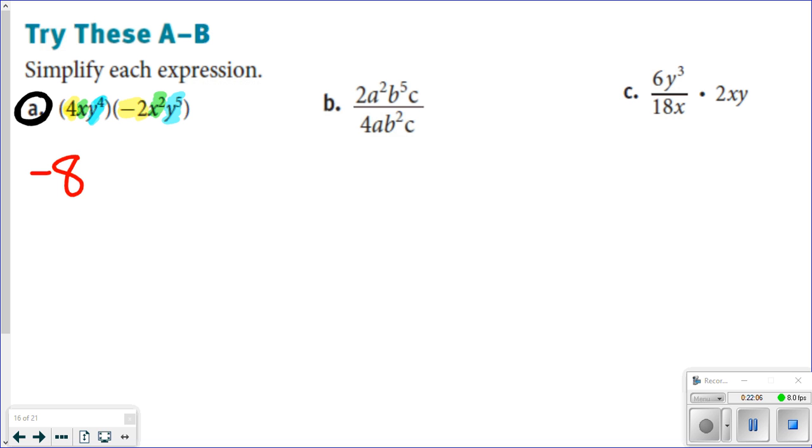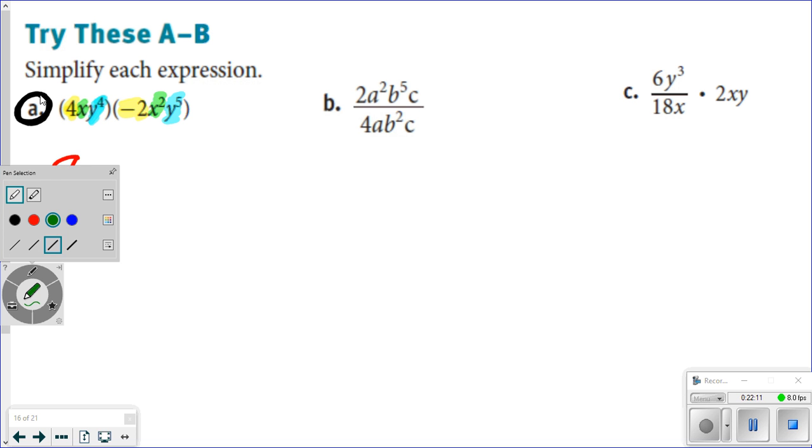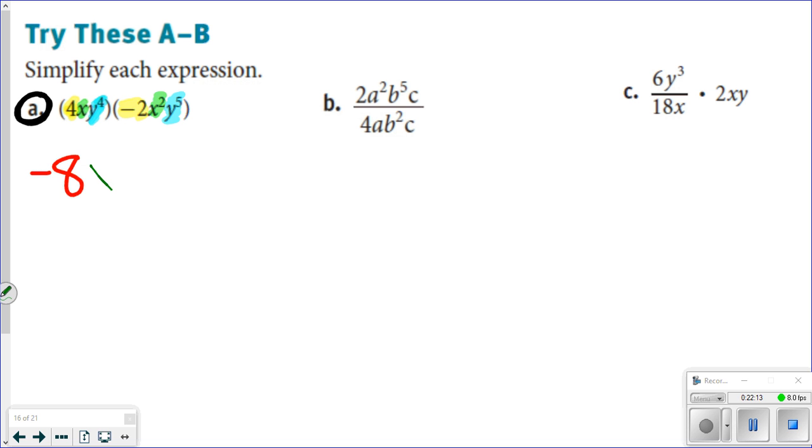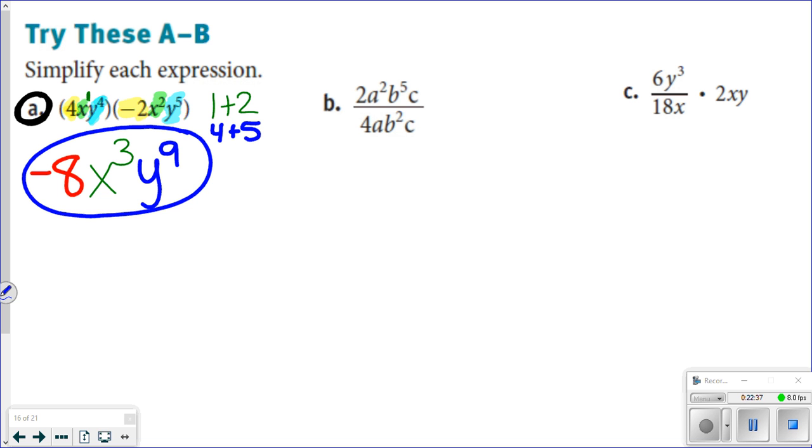Then I'm going to move on to my next base, which is the x's. So keep the x. This one doesn't have an exponent, so draw in the 1 so you don't forget that it's there. And it's 1 plus 2, which is 3. And my next base is a y, and I'm doing 4 plus 5, which gives me 9. And that's my final answer. Good job.